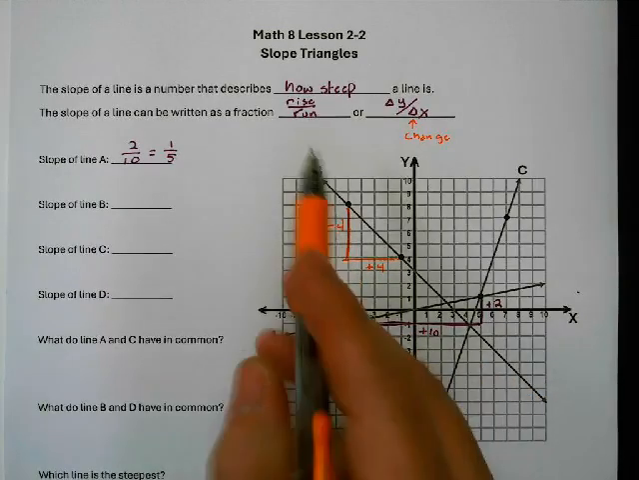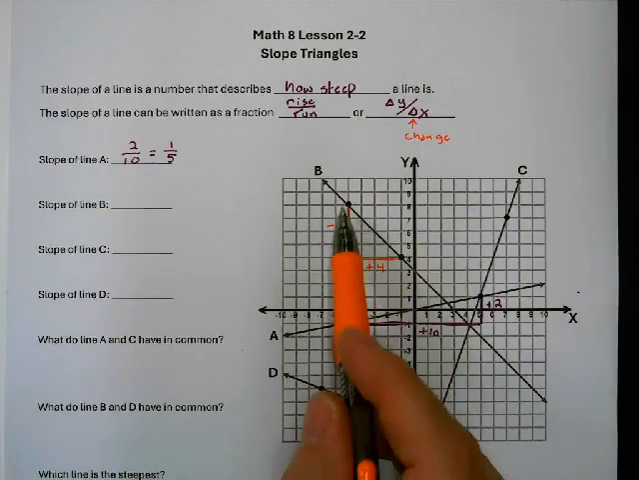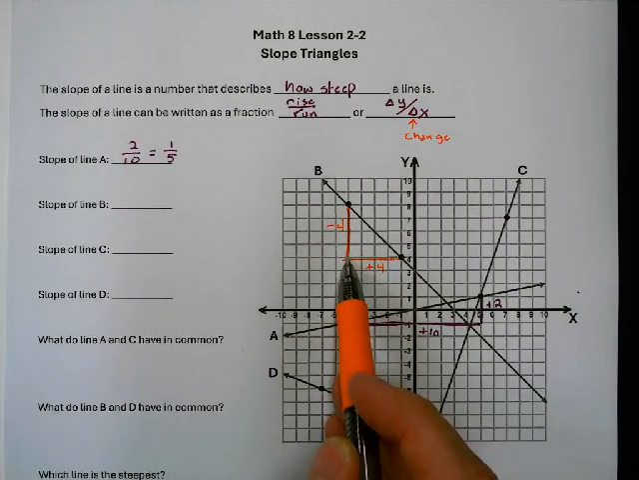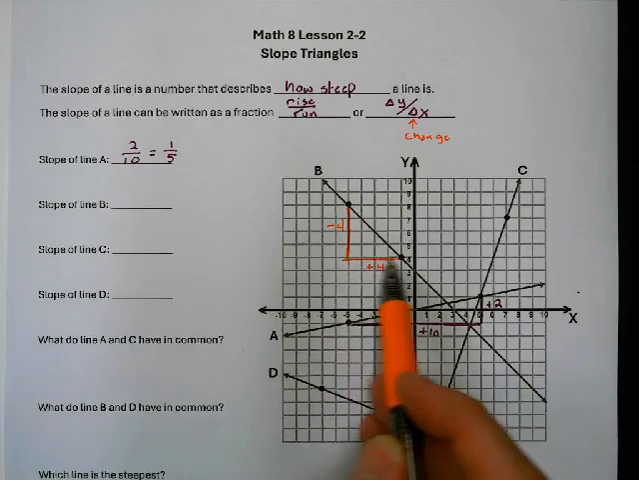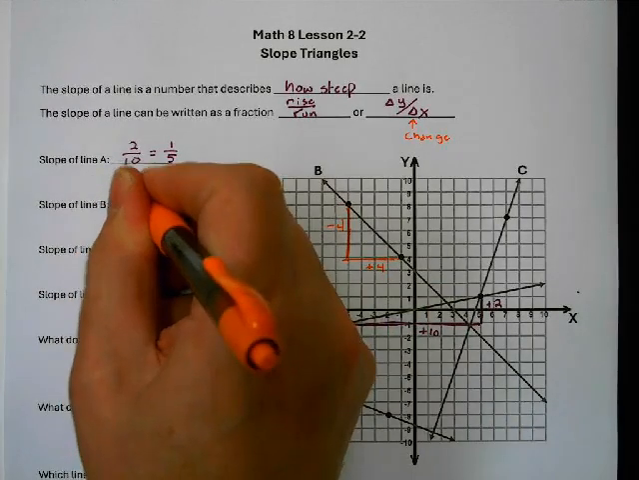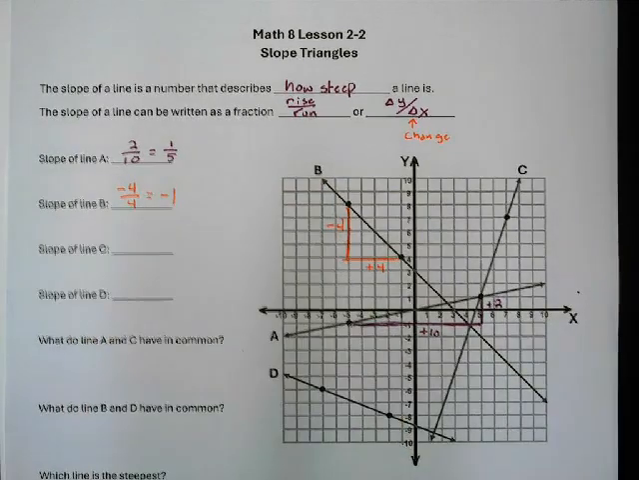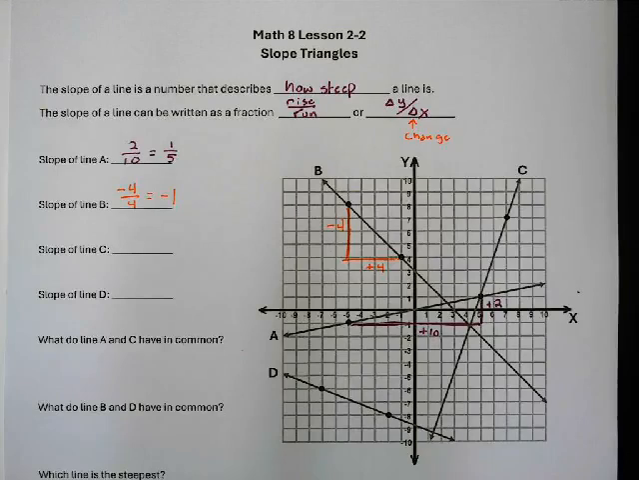So if I look at my rise over my run, or the change in y over the change in x, the y is changing by going down 4, and the x is changing by going right 4. So we would have negative 4 over positive 4, which reduces to negative 1. Next one.